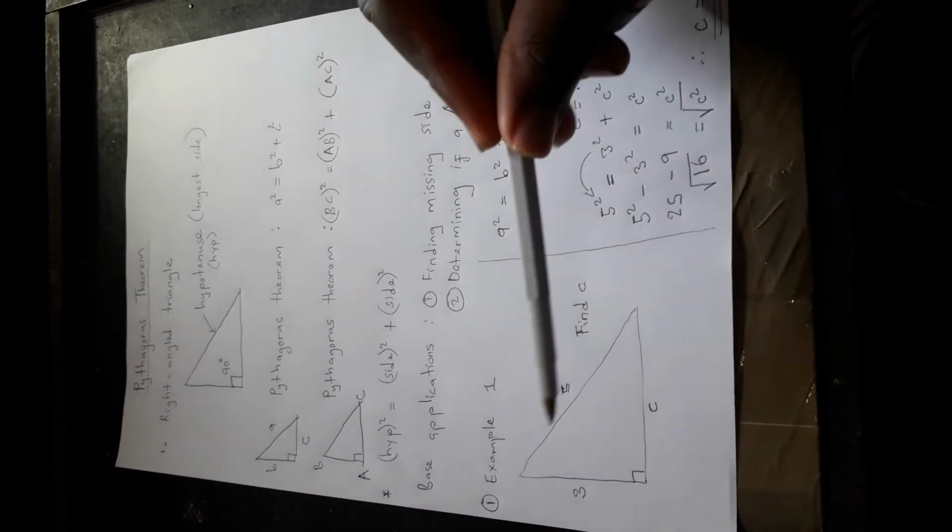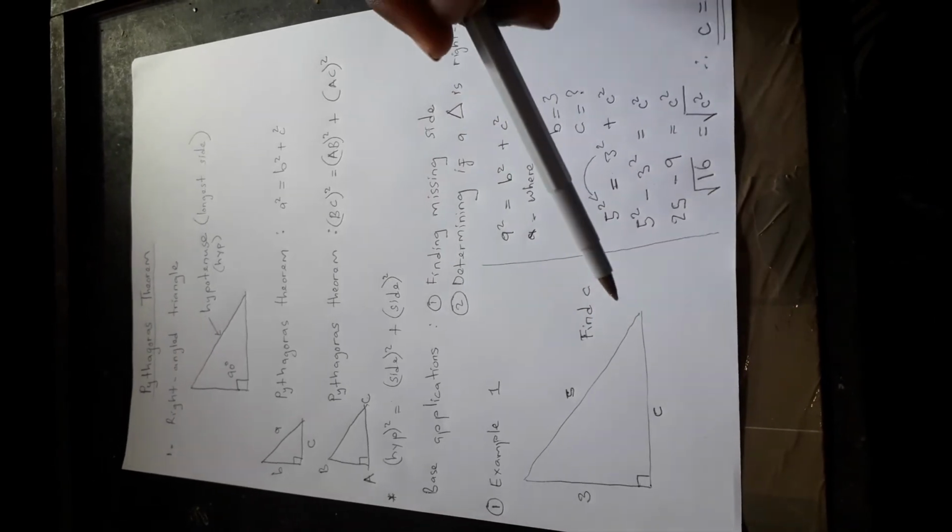I encourage you to pause at this time and draw this triangle on a separate piece of paper with 3, 5 and c, and try on your own to find c, comparing your solution with what we have here. It's best if you try and not peep into the solution, because it is only through practice that we can do mathematics more properly. So let us cross over to our example 2 of base application 1.